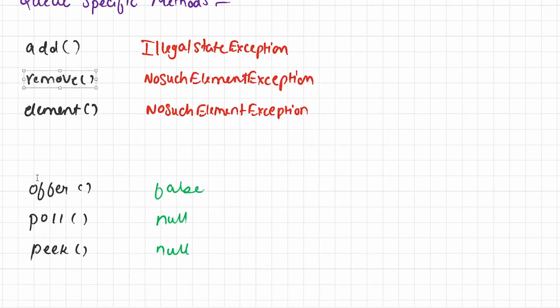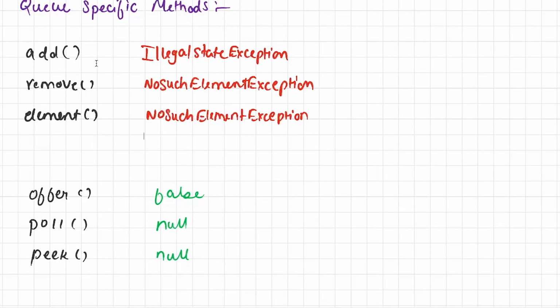queue. Remove and poll methods are equivalent, and these two methods are used to remove elements from the front of the queue. And element and peek methods are used to see the element that is present at the front of the queue. Now the question over here is, what is the difference between add and offer, remove and poll, and element and peek? The difference lies in the behavior of these methods.